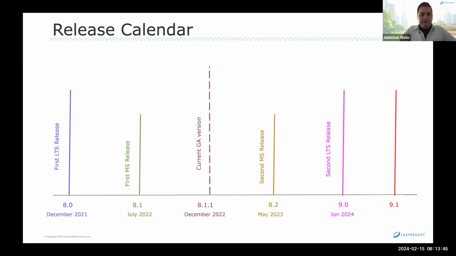All right, this is a release calendar that went from 8.0 to 9.0. So this is where we are right now. Our next would be 9.1, which will be a mainstream release. We haven't finalized the date, but as per the release calendar, this typically takes 4 to 6 months, right? So once we finalize the date, we'll share the dates with everyone.